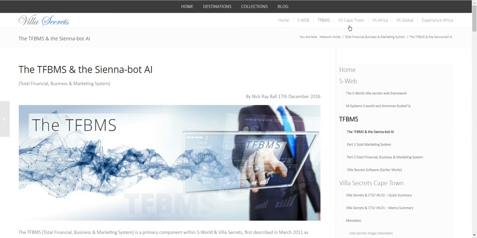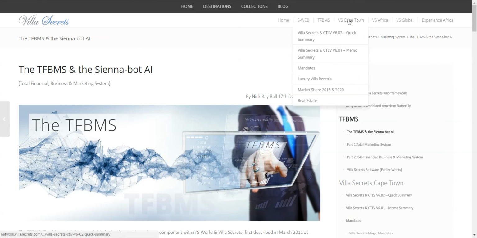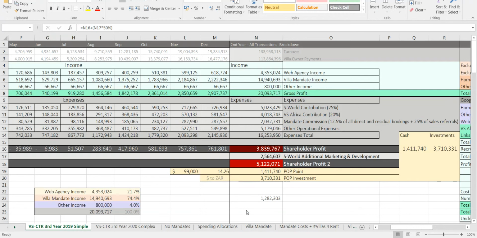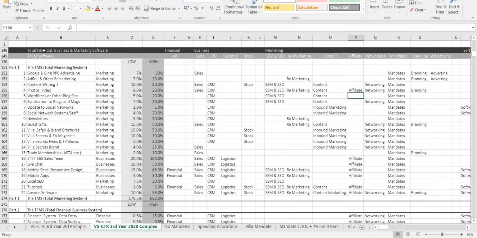If we go back in time, Cape Town, VS Cape Town, and we go to Luxury Villa Rentals, 3-year business plan, 1.05. This was different because in the financials, in the spreadsheets, I had added the effects of the software. You can see in year 3, that's nearly 100% more shareholder profit. And we can see how this works. This is actually hidden in the spreadsheets that you see. You can just unhide the left columns if you want to see it all.